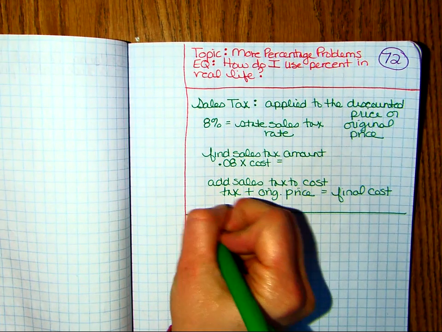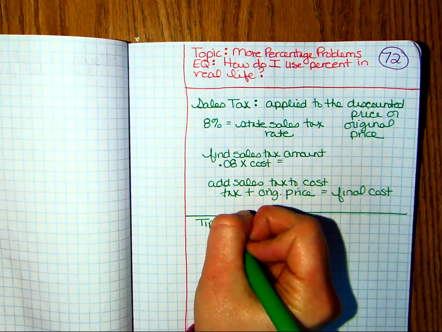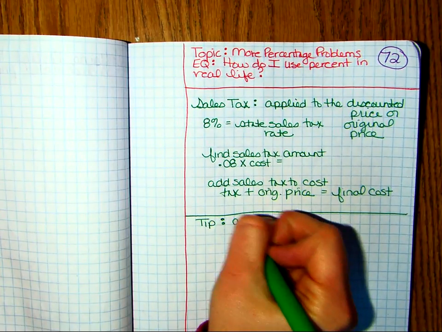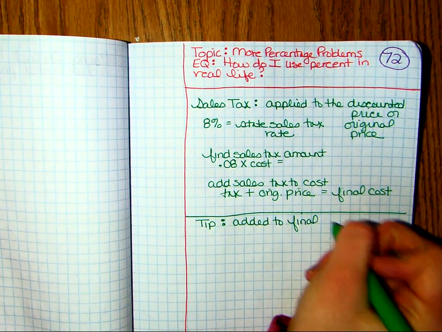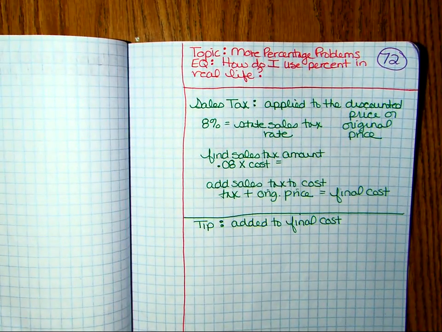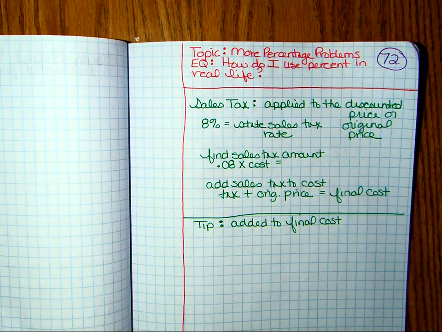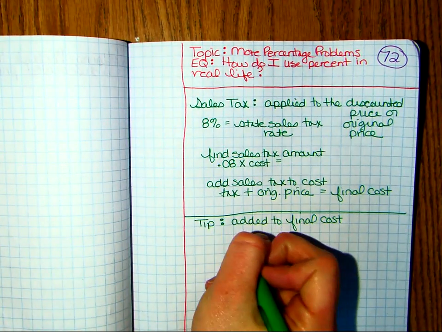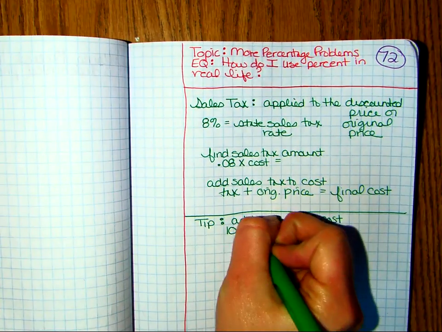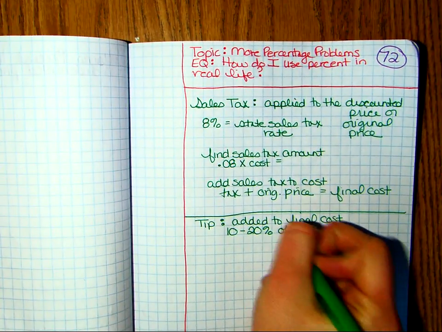Then we have tip. Tip is added to final cost. So you figure out first any discounts, then you figure out the tax, then you can figure out the tip. Or some people do that, or some people will just take whatever the cost is, figure out what the tax is, figure out the tip also, and then they'll add them all together. So tip is, generally speaking, 10 to 20% of cost.